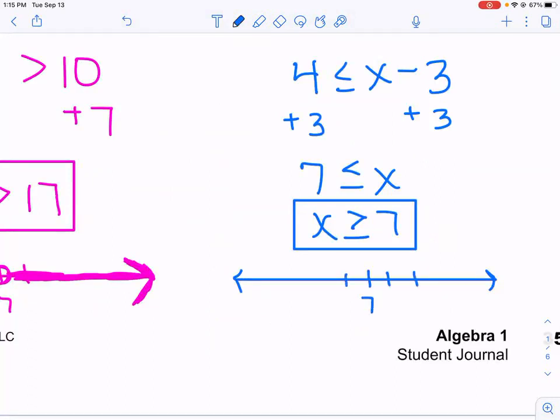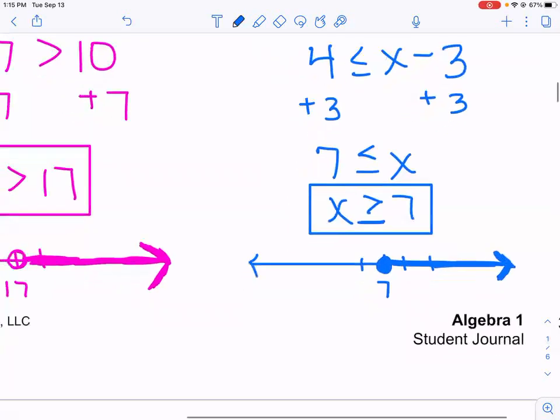Okay, so now at 7, Holden, closed circle or open circle? Closed circle because we have this equality line right there, greater than or equal to. And since x is greater than, we're going to shade to the right. Sound good? All right. Turn the page.